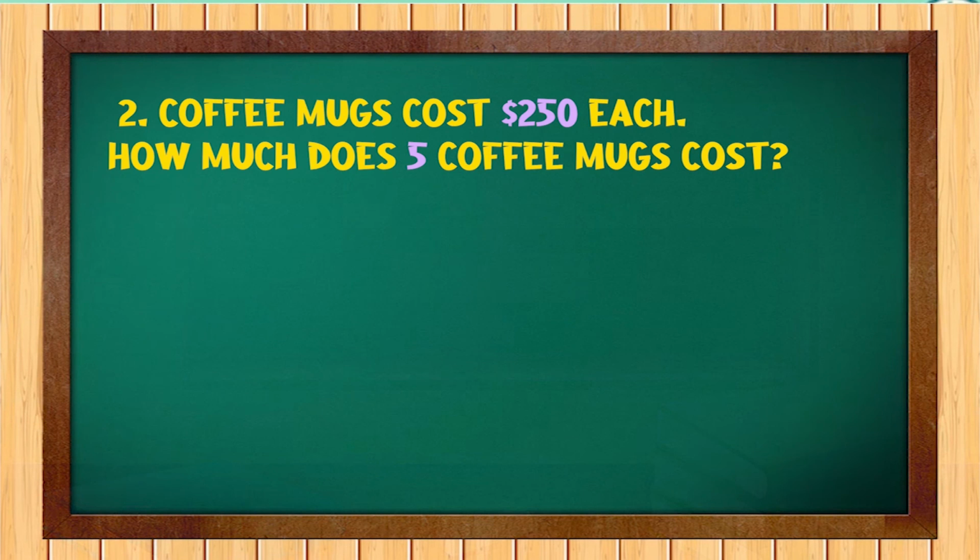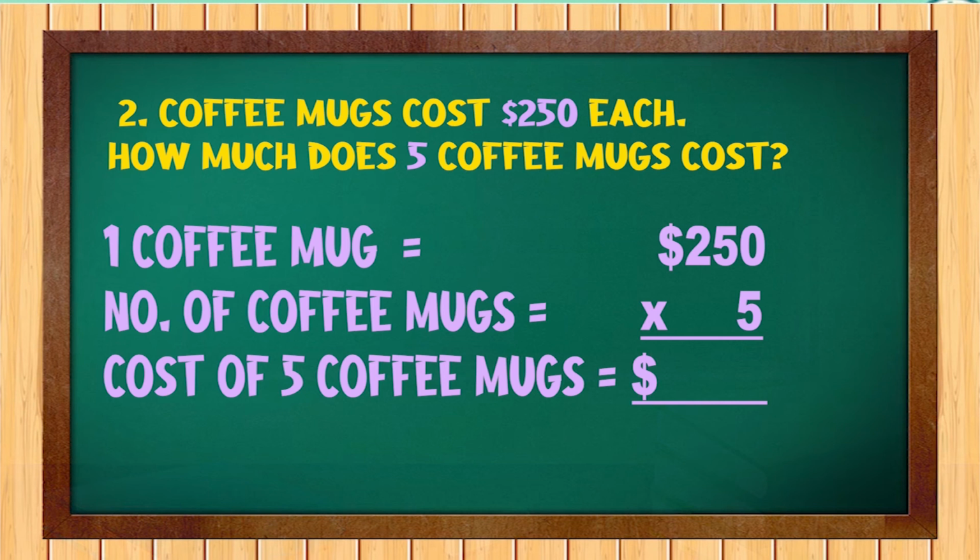Now let's see how you did in solving that problem. The problem was coffee mugs cost $250 each. How much would 5 coffee mugs cost? Now remember, the word each indicates 1. So it means that 1 coffee mug costs $250. But we want to know how much would 5 mugs cost. We therefore would multiply 250 by 5.